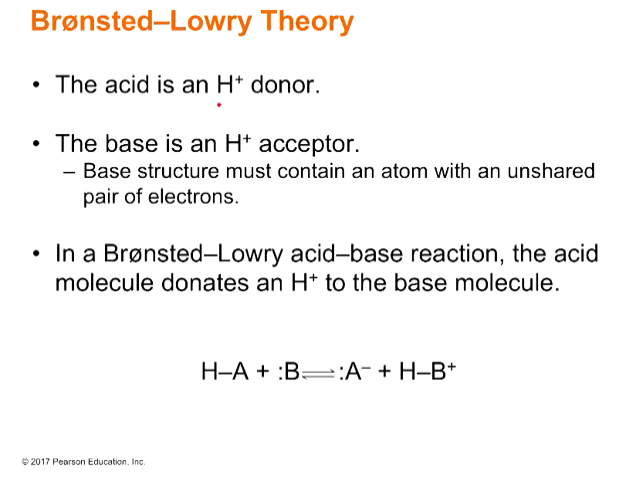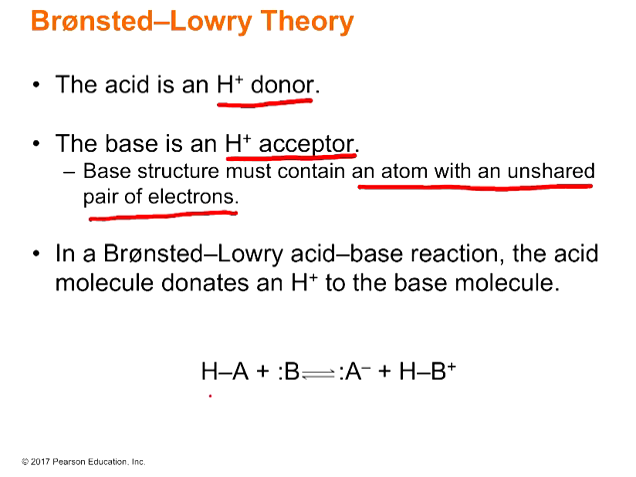So according to the Brønsted-Lowry theory, the acid is a proton donor and the base is a proton acceptor. So we're going to see a proton transfer between two molecules, and the molecule that gives up a proton or hydrogen ion is the acid, and the molecule that accepts the hydrogen ion is the base. Now there's also a little note here that the base must contain an atom with an unshared pair of electrons. So a lone pair of electrons.